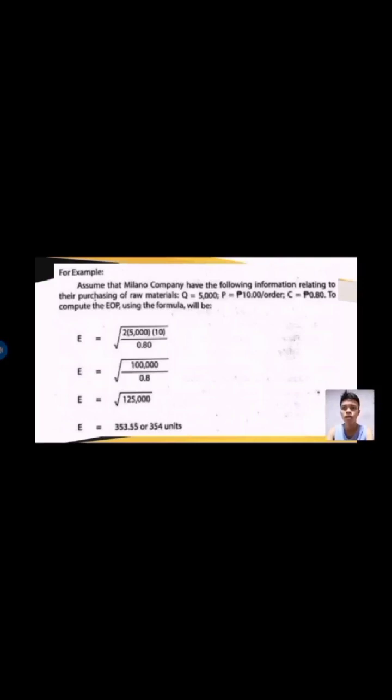So for example, assume that Miliano Company has the following information relating to its purchases of raw materials. Q is 5,000, P is 10 pesos per order, and C is 80 cents. To compute the EOQ using the formula, E equals the square root of 2 times 5,000 times 10 over 0.80. That is 100,000, so the square root of 100,000 over 0.8. Dividing 100,000 by 0.8 results in 125,000. Then the square root of 125,000 is 353.55 or 354 units.